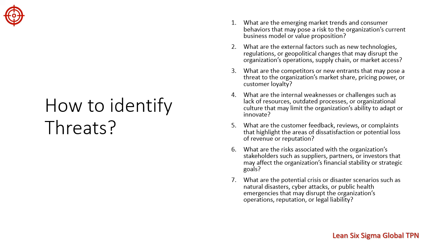So these questions can help you identify the external negative factors that can pose a risk or challenge to the organization's performance, reputation, or growth potential. You can also use tools such as risk assessments, scenario planning, and stakeholder analysis to identify and prioritize the most critical threats. Once you have identified the threats, you can develop contingency plans, risk mitigation strategies, or scenario simulations to prepare for potential impacts and minimize their negative effects.